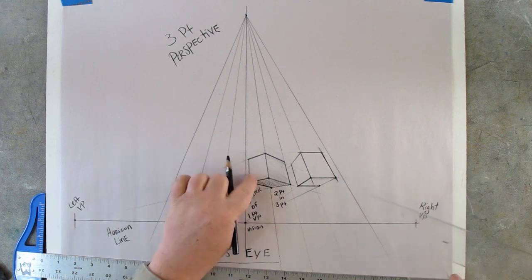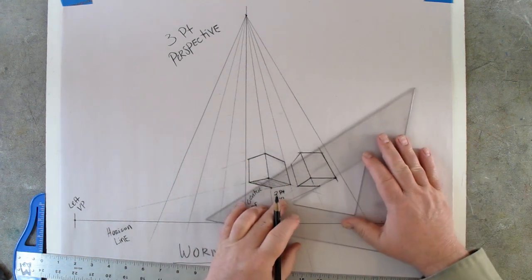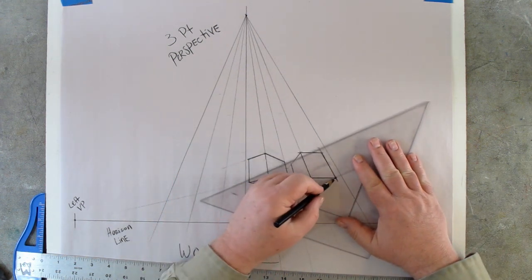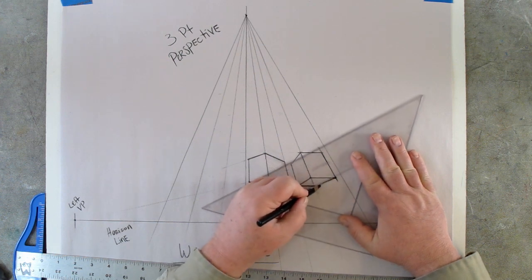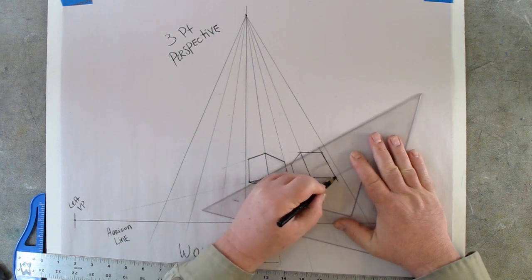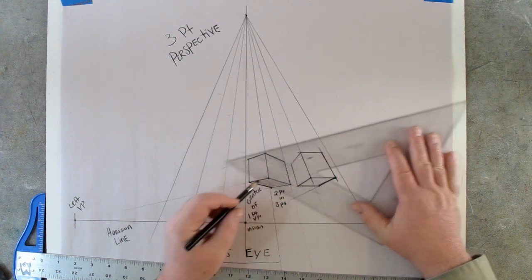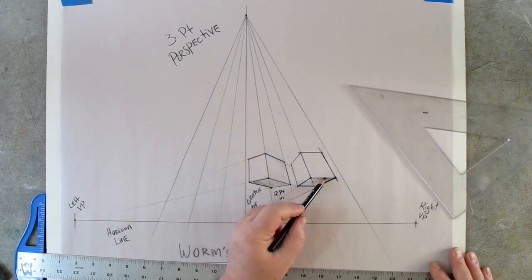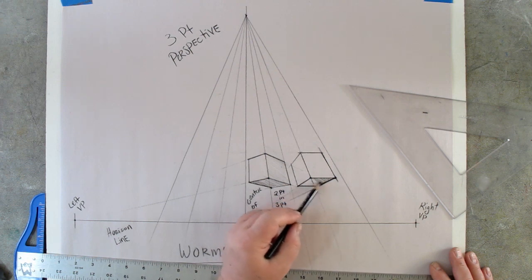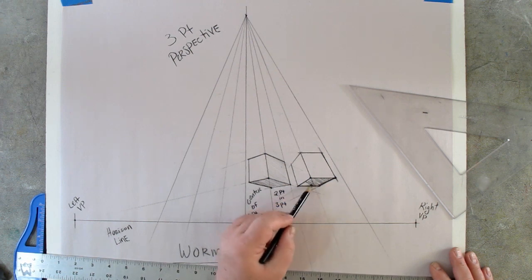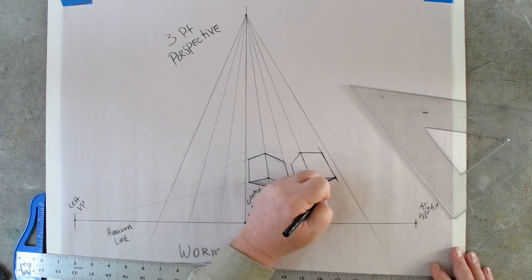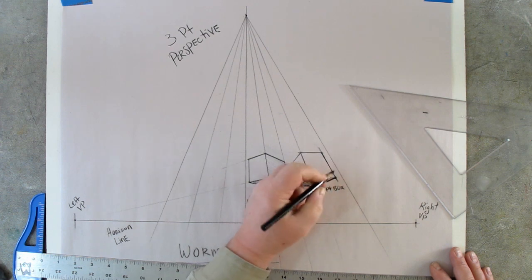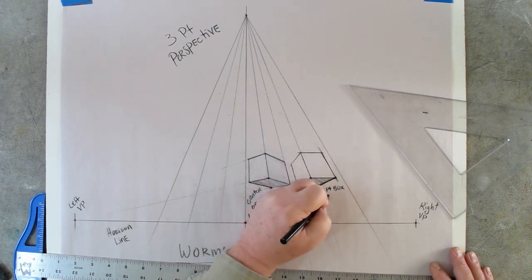Hopefully you can see the difference between this 2 point, 3 point, and this 1 point, 3 point. Or in other words, a 1 point perspective box and a 3 point perspective round. There we go, right there. Okay, so again, this is the underside of that box. So this is a 1 point perspective box in a 3 point world.